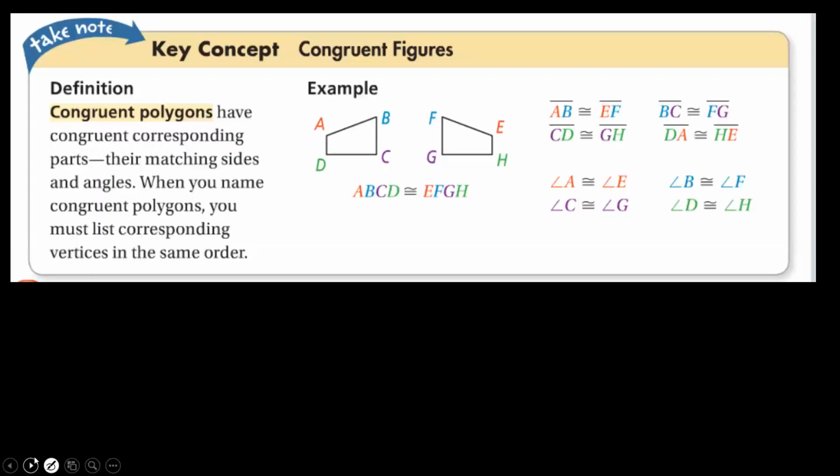Now, we also talked about this definition. What's the meaning of congruent polygons? Congruent polygons have congruent corresponding parts. It must have all these parts which are corresponding. If these corresponding parts are congruent, I can say that the polygons are congruent.